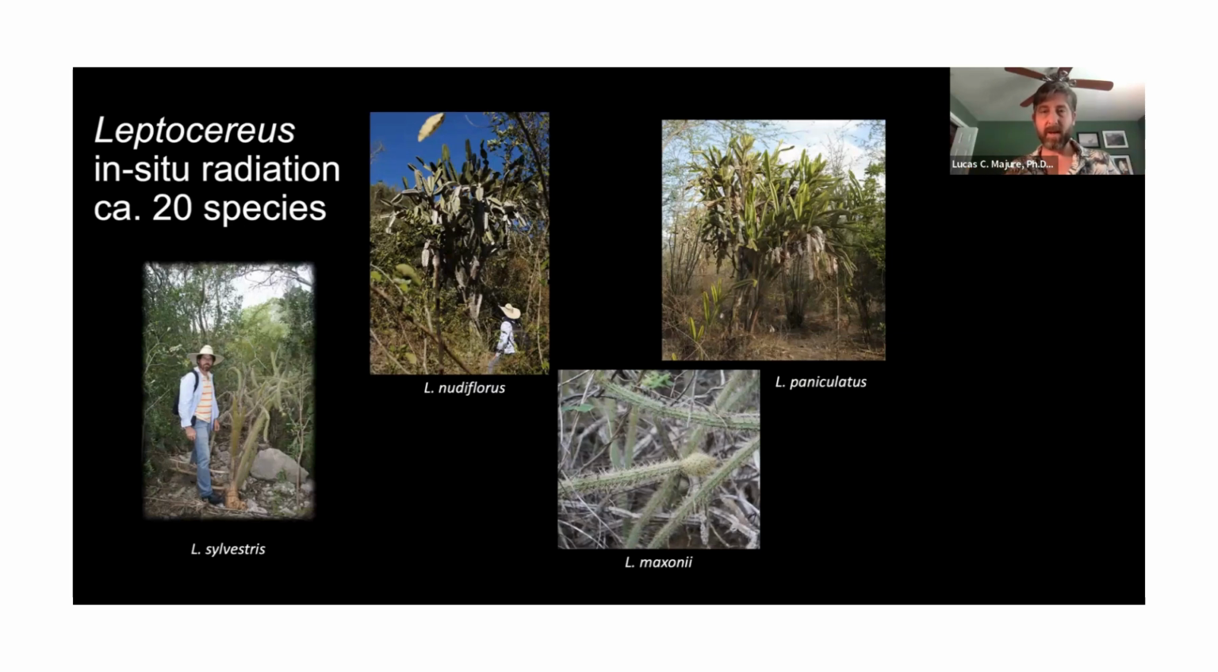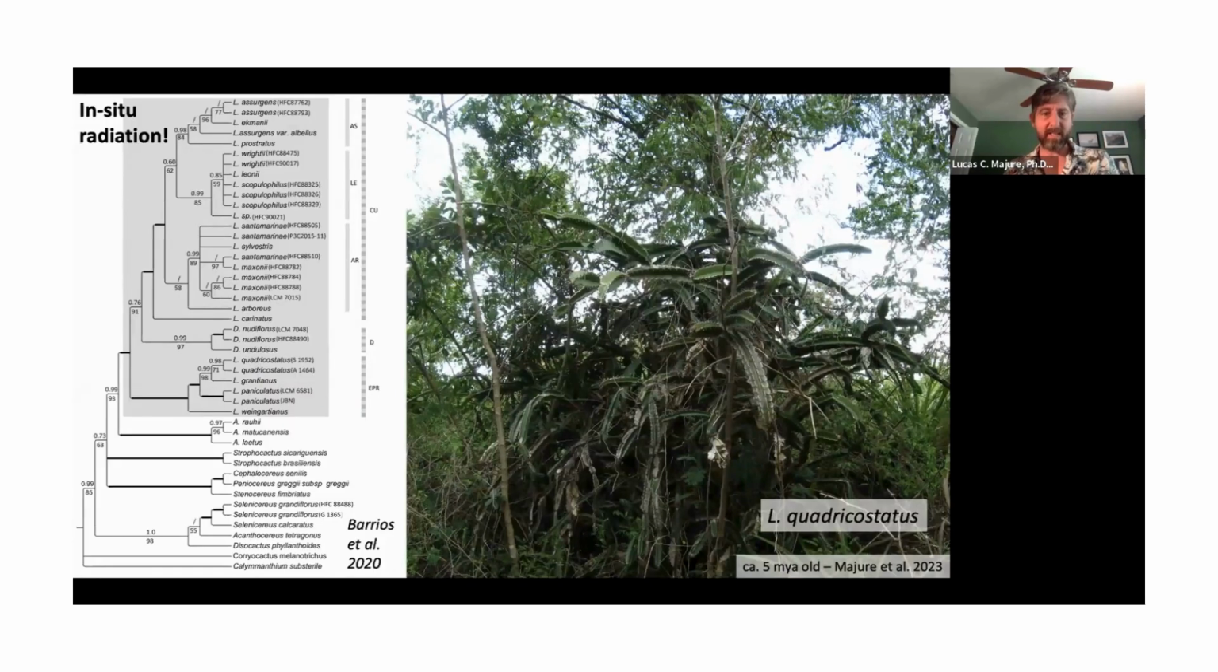What can we learn by understanding the evolutionary relationships of this group? The interesting thing is this is a group that you can tie directly back to the Andes, because it's very closely related to the genus Armatocereus, which you find in Peru, Bolivia, and so it's one of these groups that's pretty easy to tie back to the Andes. So Daniel Barrios, a colleague of mine, put together this phylogeny and showed that there were several main groups.